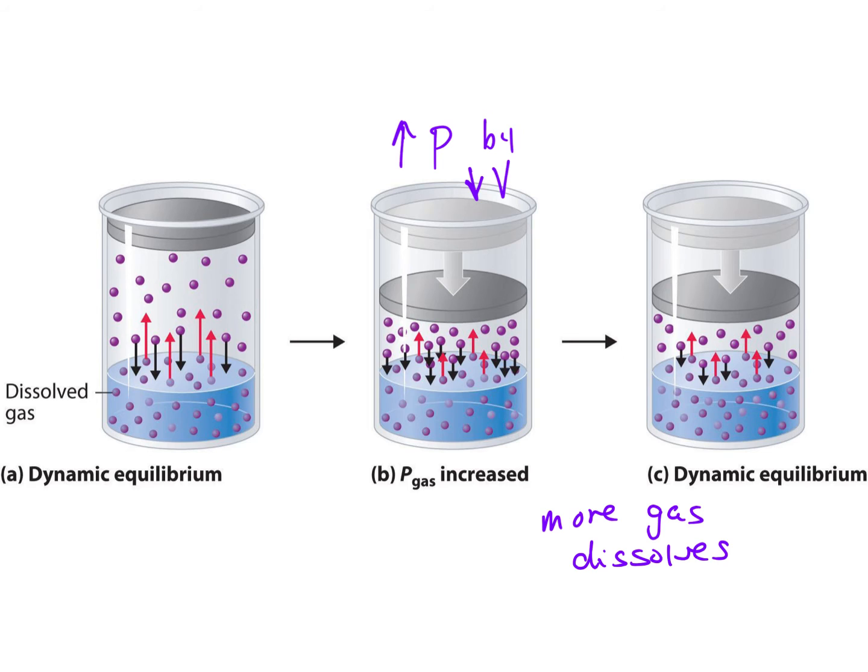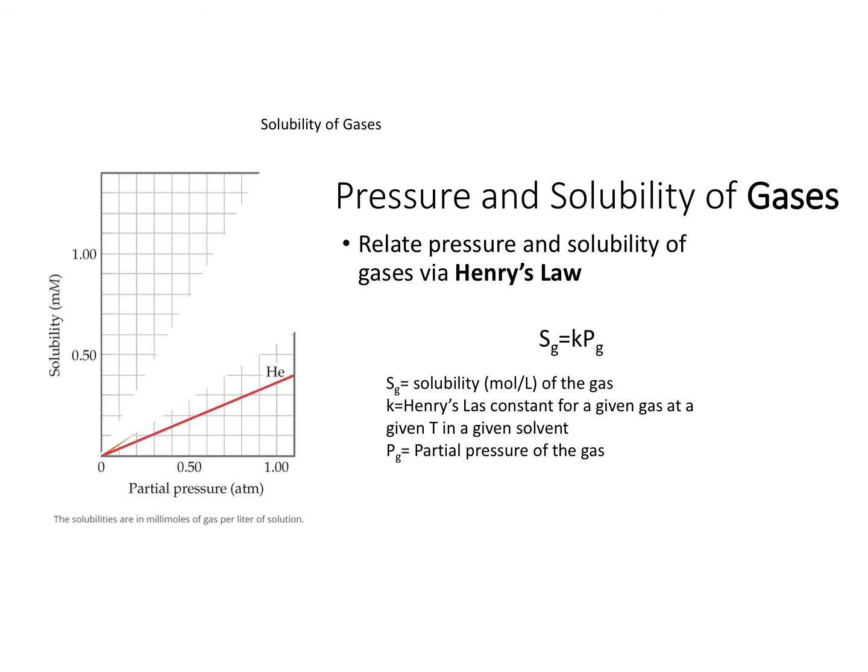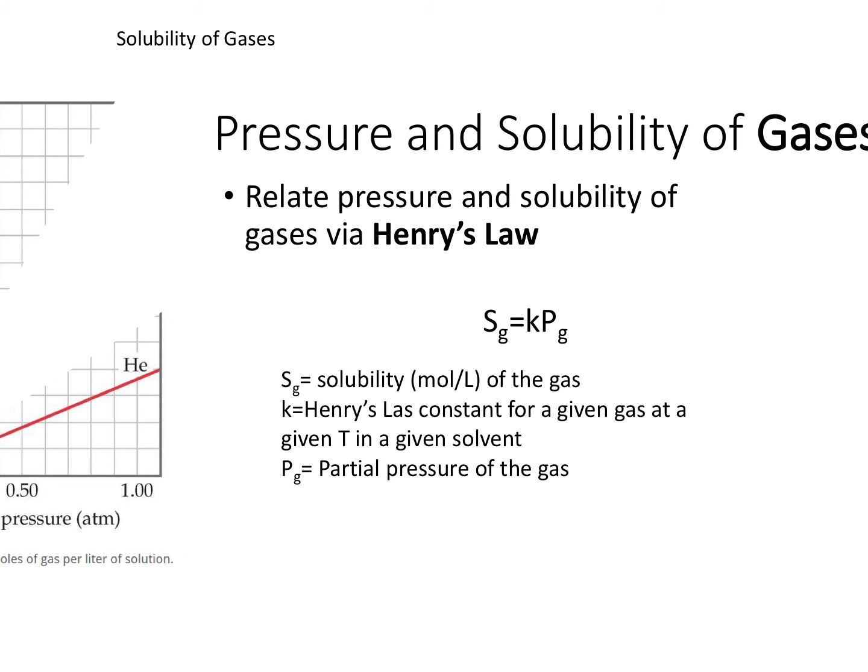But I want you to have this picture in your mind. Okay, so we have gas over a liquid. We're thinking about how pressure affects solubility. The relationship between pressure and solubility is given by an equation that we refer to as Henry's law. In Henry's law, we have that the solubility, given in moles per liter, of the gas is equal to some constant k, the Henry's law constant, times the partial pressure of that gas over the solution.